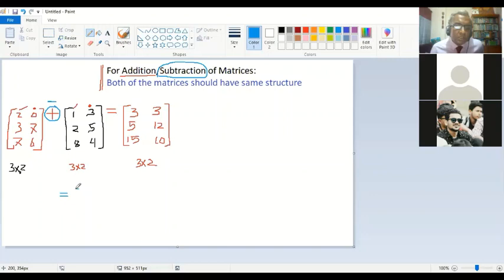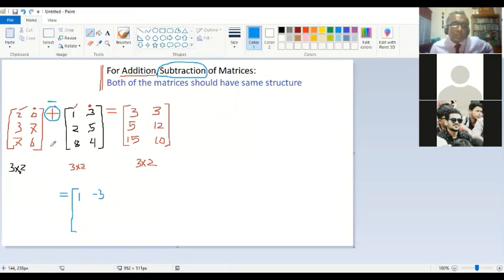So the same thing, similar position numbers will be subtracted from one another. It's like 2 minus 1. So 2 minus 1 is 1, and then 0 minus 3 is minus 3. And then go down, 3 minus 2, 3 minus 2 again 1. Sorry, sir, 0 minus 3 is minus 3? Yes, yes, you are right. It is minus 3. 0 minus 3, so minus 3.